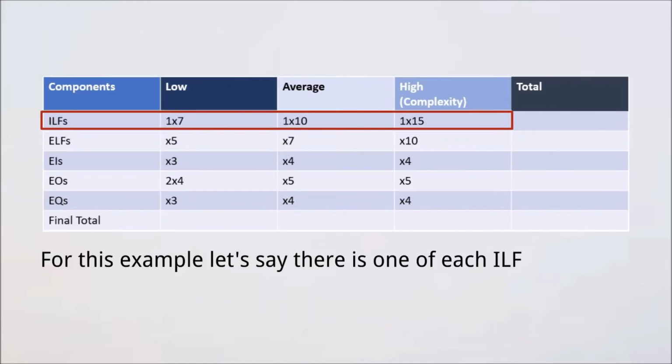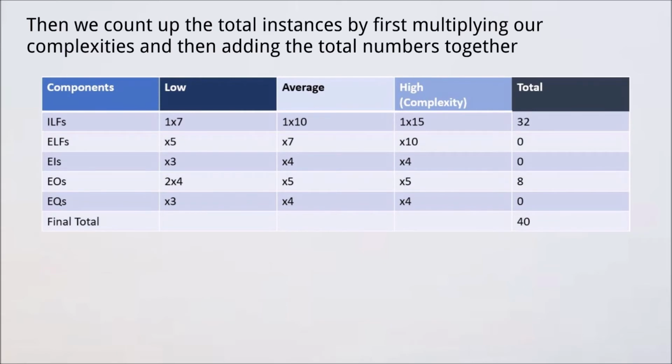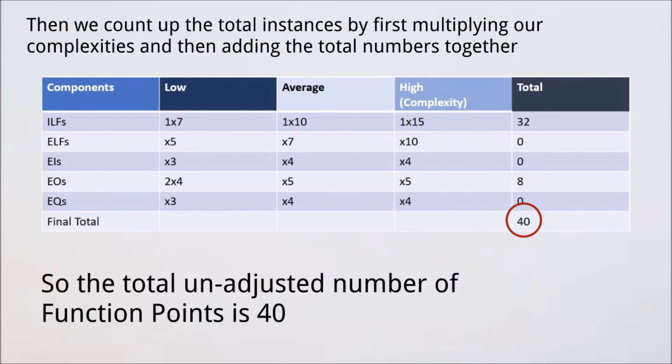For this example, we have one ILF that's low, one ILF that's average, and one ILF that's high, as well as 2 EOs, external outputs, that are low. By taking the multipliers, we can work out that there are 32 points related to ILFs and 8 points related to EOs, giving us a total of 40. Therefore, the total unadjusted number of function points is 40.